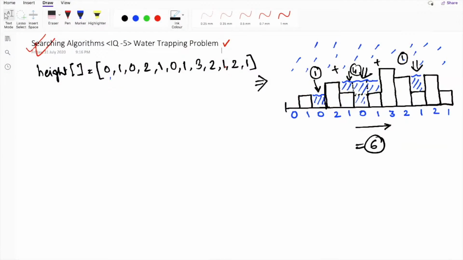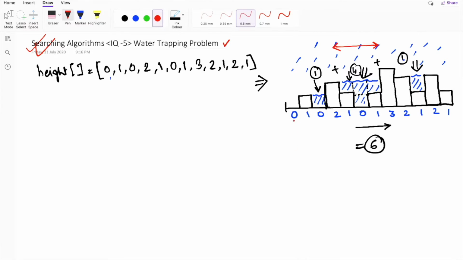Here we will solve this problem using two approaches: one using the brute force approach and the next using the optimal solution. Let's first understand the brute force approach, and after that we will go for the optimal solution. If you analyze this picture very carefully, you can get an idea of how we will be solving this problem during an interview.